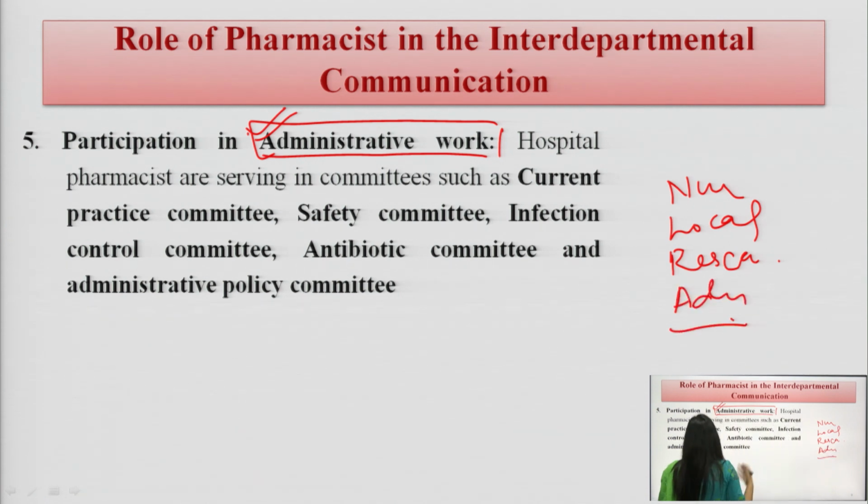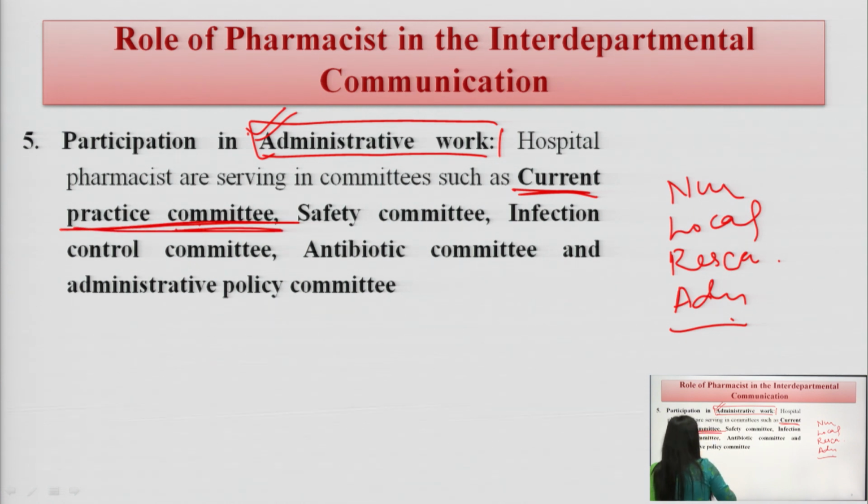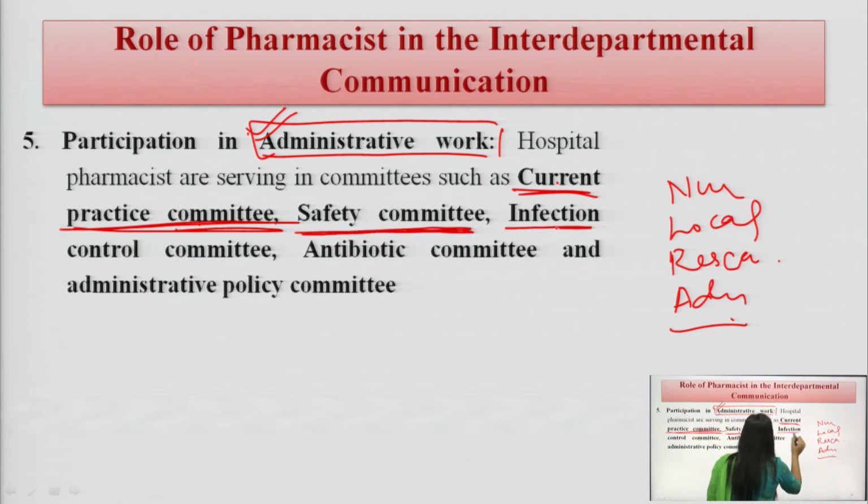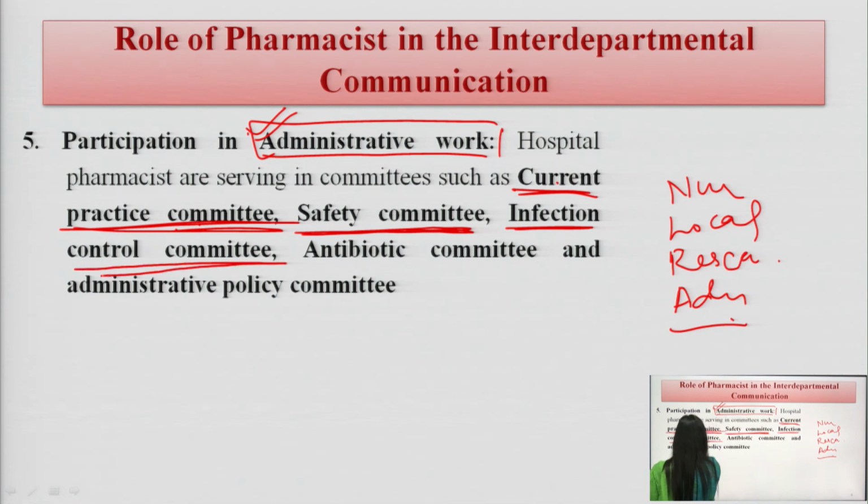Now in the administrative work, hospital pharmacists serve in committees. What are these committees? These committees could be the current practice committee, meaning what drugs are used in the hospitals for the treatment. In this committee, they are actually working on it. Safety committee. There is a committee called the infection control committee. Whatever the infections are, what the guidelines and protocols should be, how to manage the infection, all these things will be under the infection control committee.